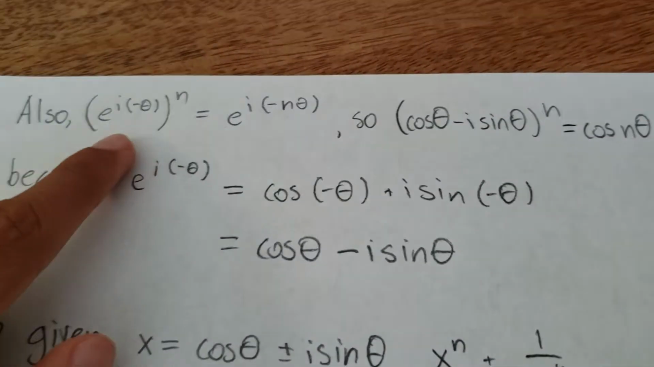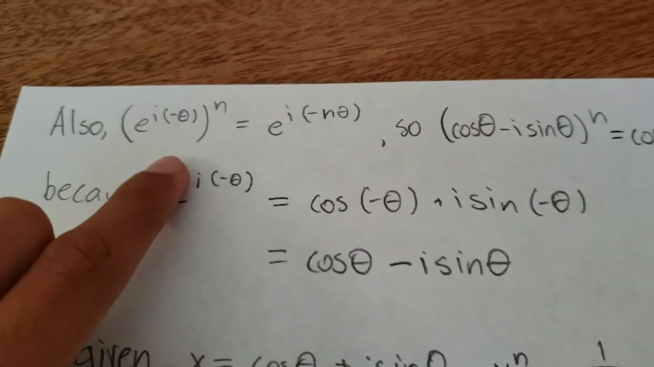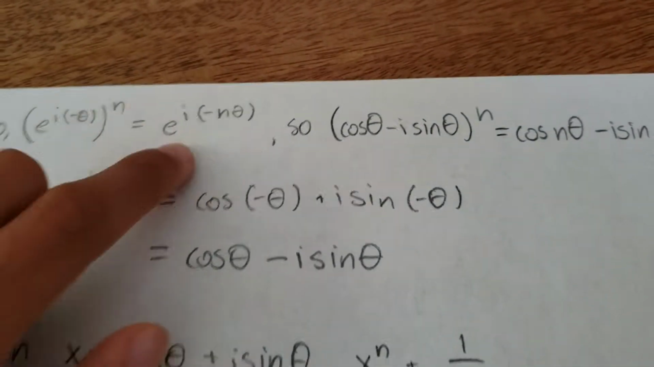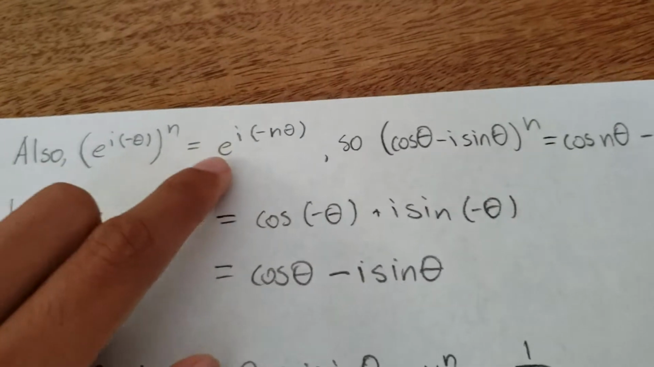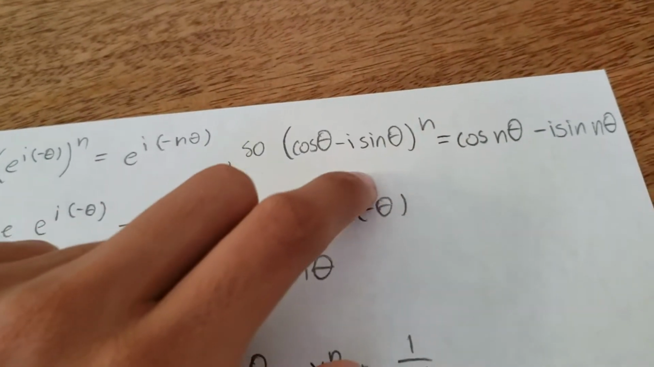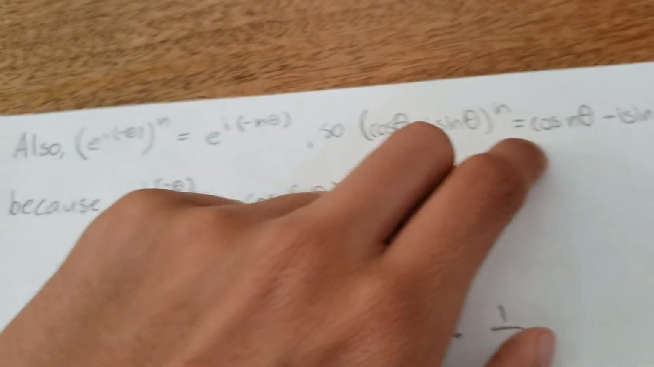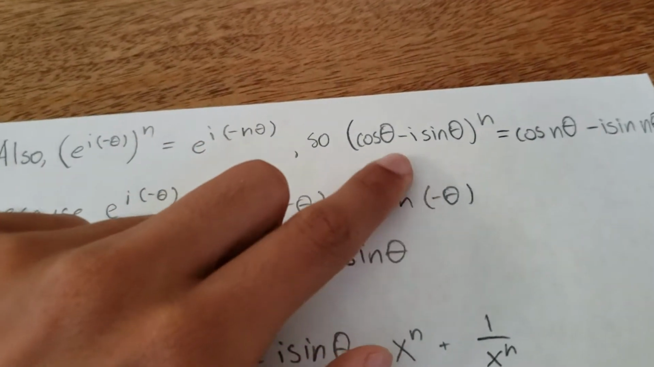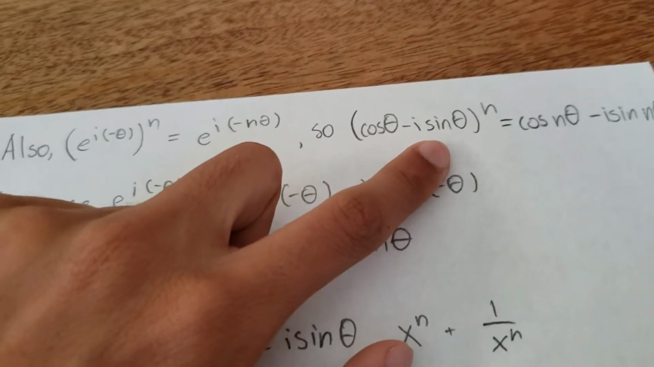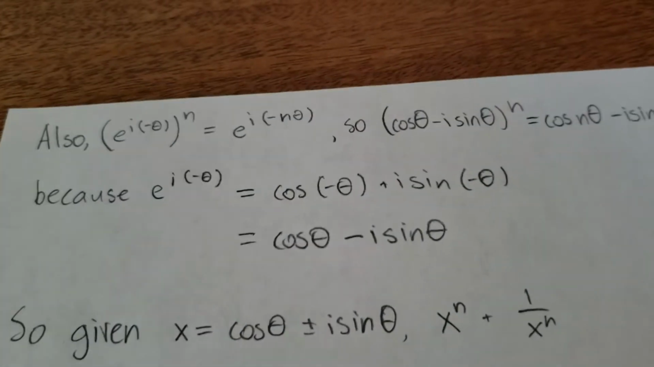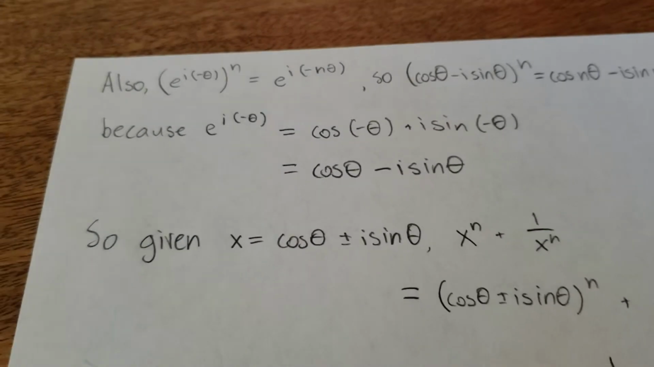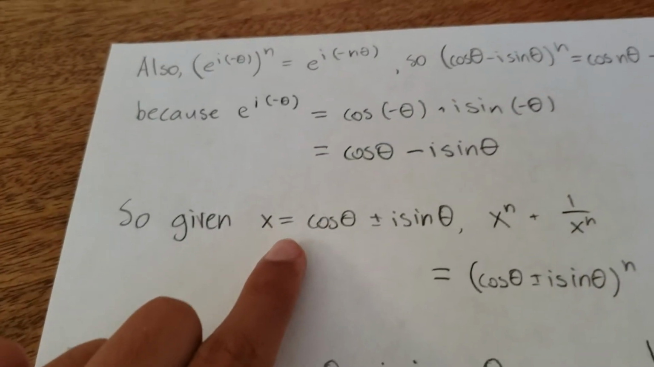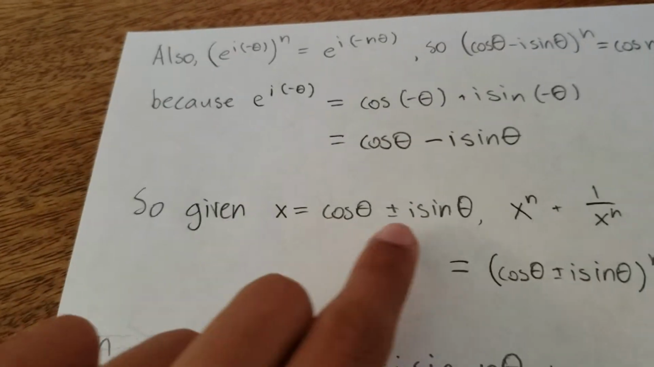So because these two expressions are equal, and by the exponent multiplication rule these two expressions are equal, and these two expressions are equal, we have these two expressions being equal. Interesting. So this takes care of our negative case, where there's a negative sign in front of i sine of theta. And now that we have this, we can proceed to plugging into our expression over here for x. So plugging in, x is equal to cosine of theta plus or minus i sine of theta.